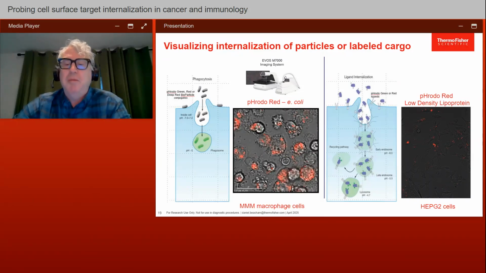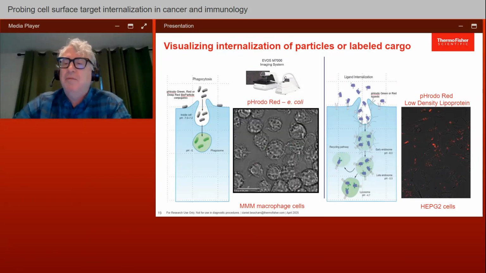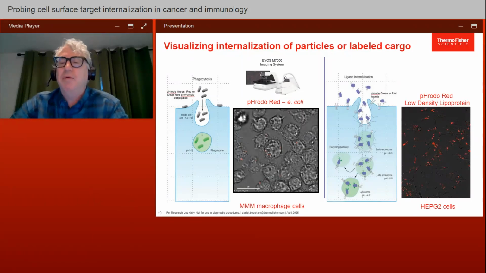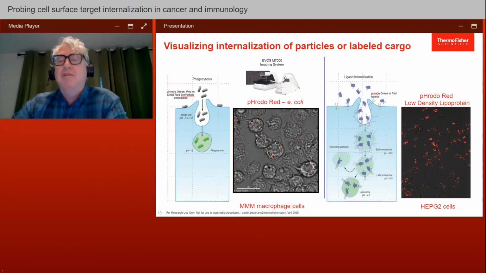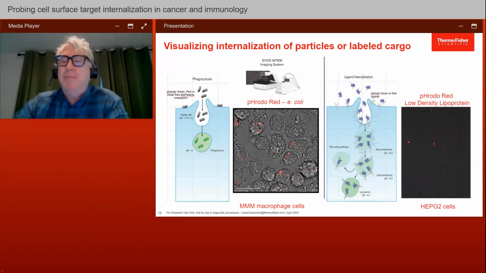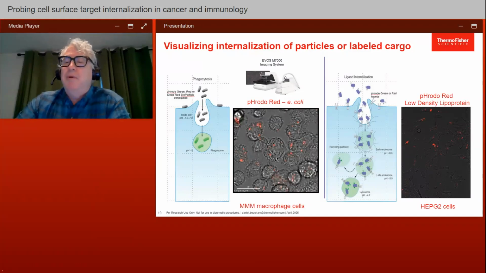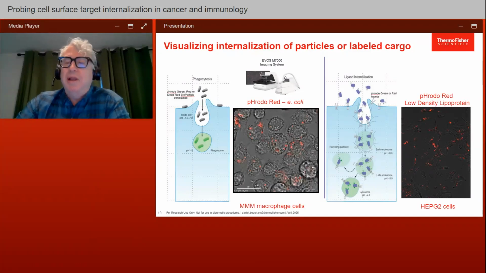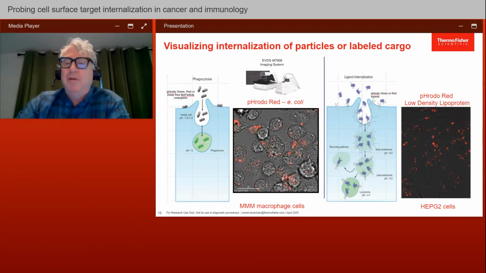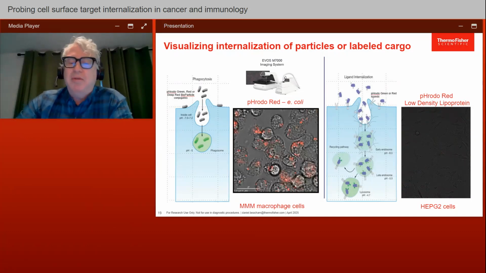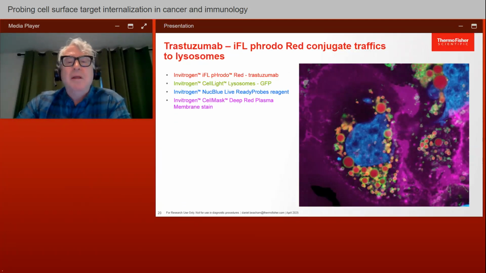The low density lipoprotein delivering cholesterol to cells through the native or scavenger LDL receptors can be labeled with pHrodo red or green or deep red dyes and visualized in real time, in this case, on a hepatocyte cell type. And so, understanding where the cargo ended up is something we're always interested in.